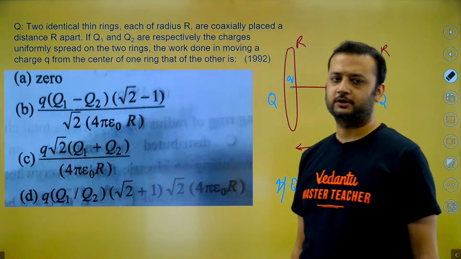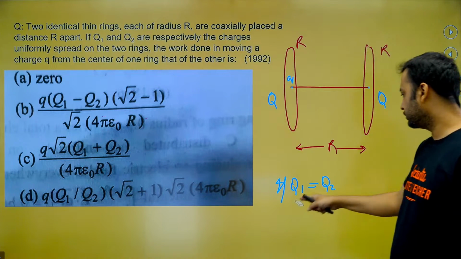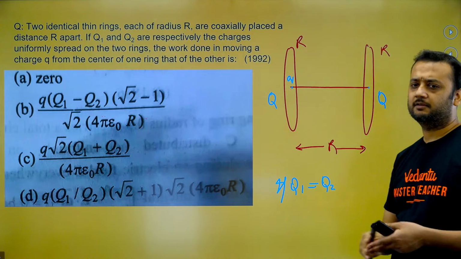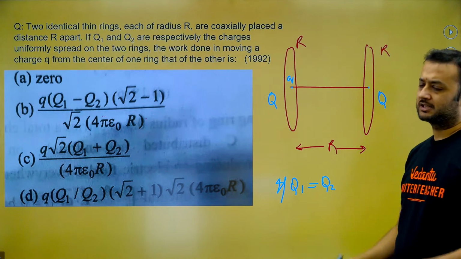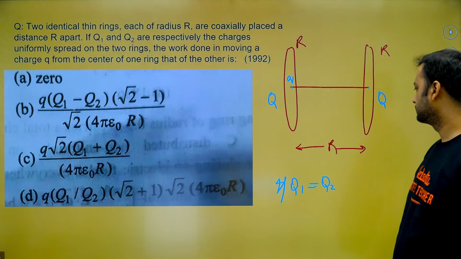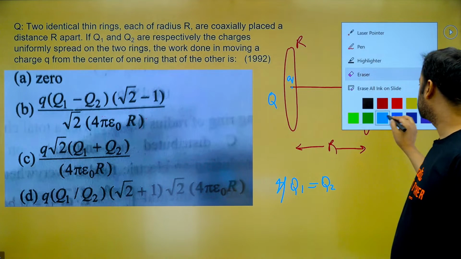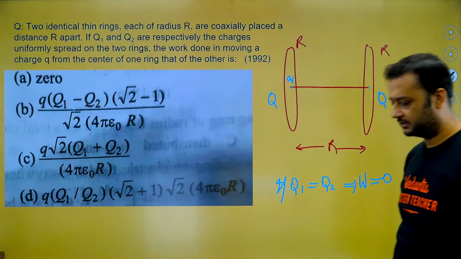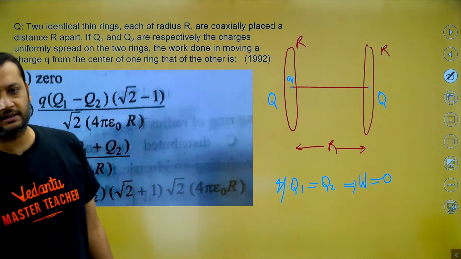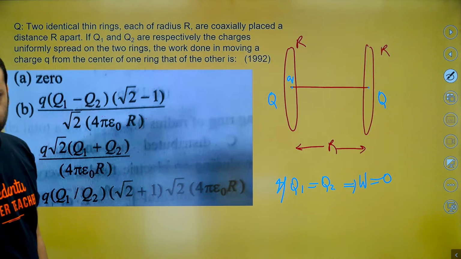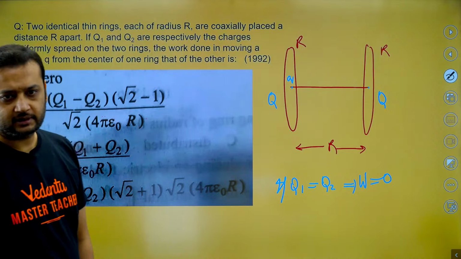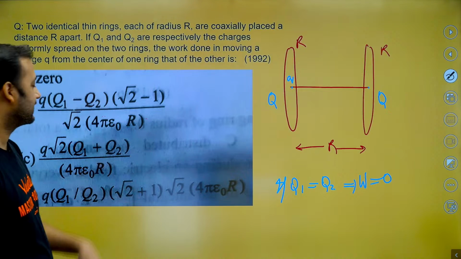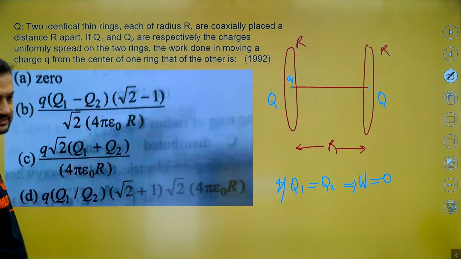I am hoping that you understood what I told you. If you assume Q1 and Q2 are equal, then whether you place a small q on the left ring or on the right ring, there will be no difference in the situation. So there is no change in the energy. That means work done should be 0. Whether you place the charge on the left or on the right does not make any difference. So the answer should have come out to be 0, as simple as that.